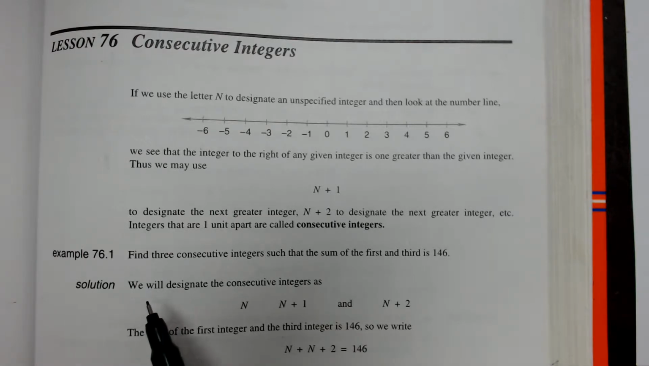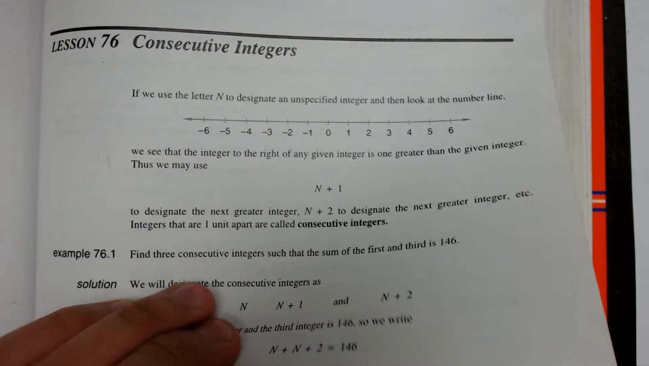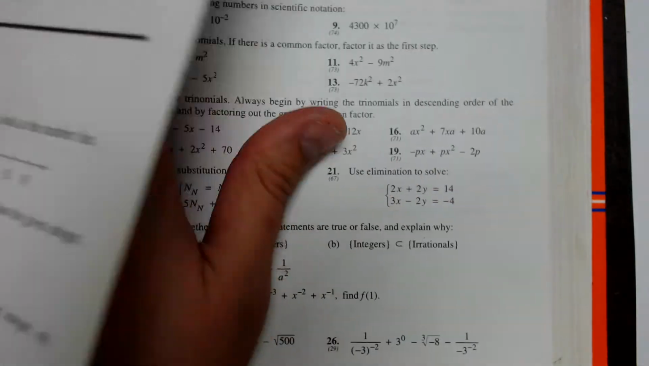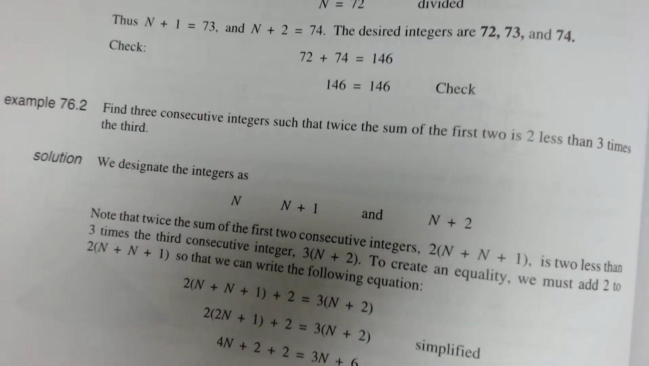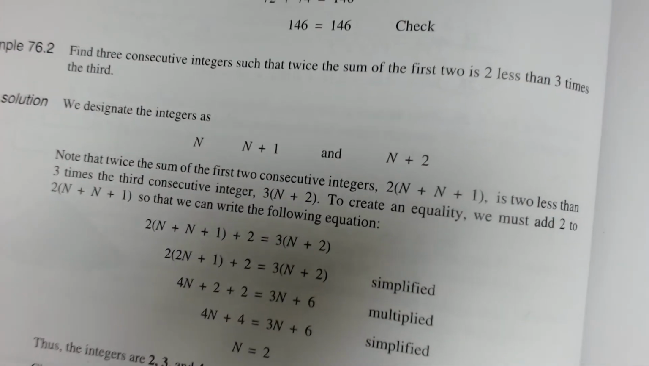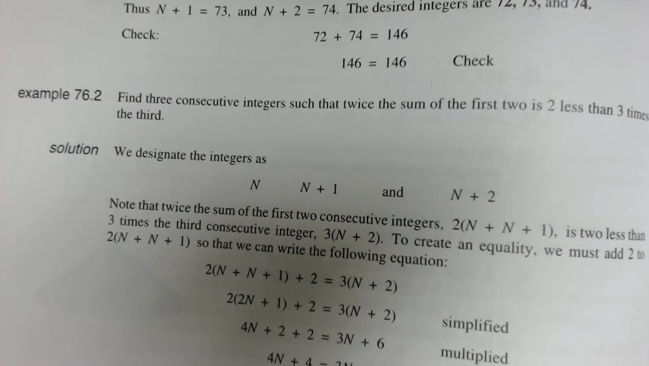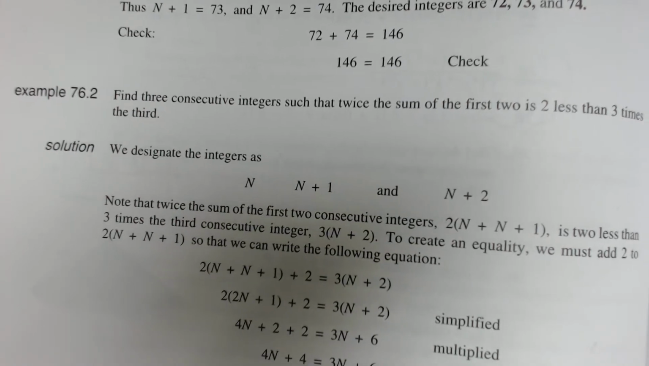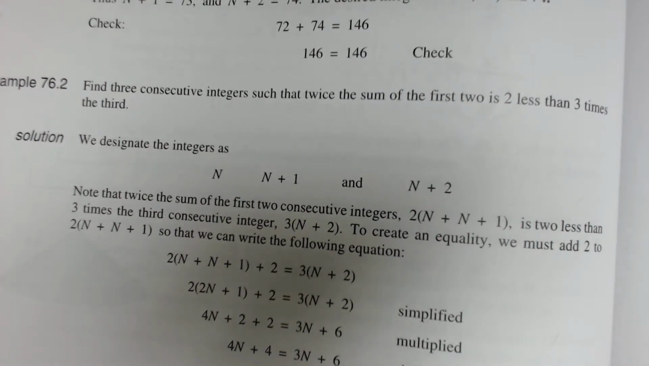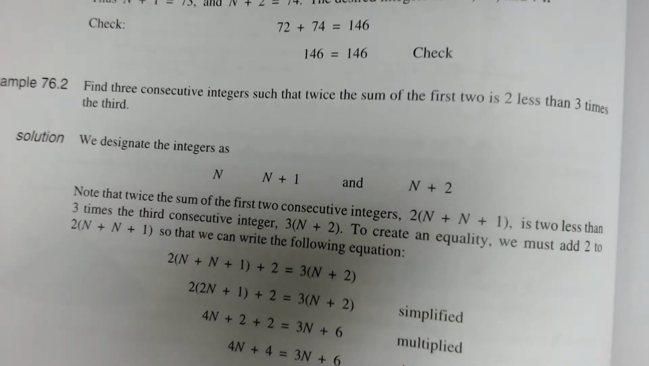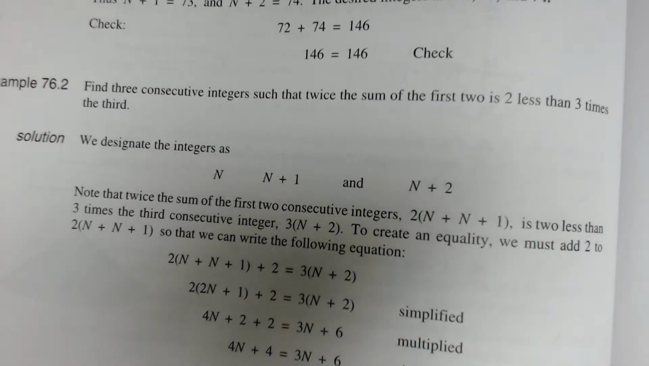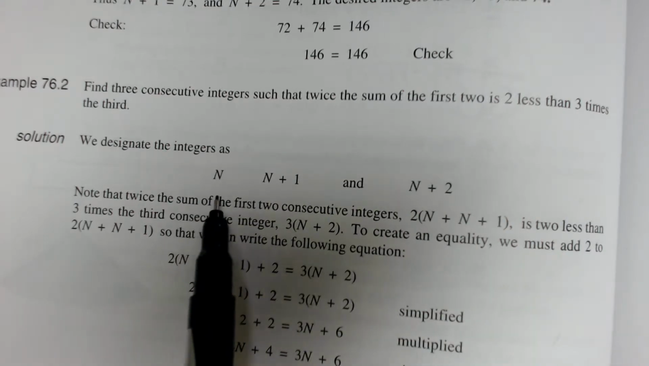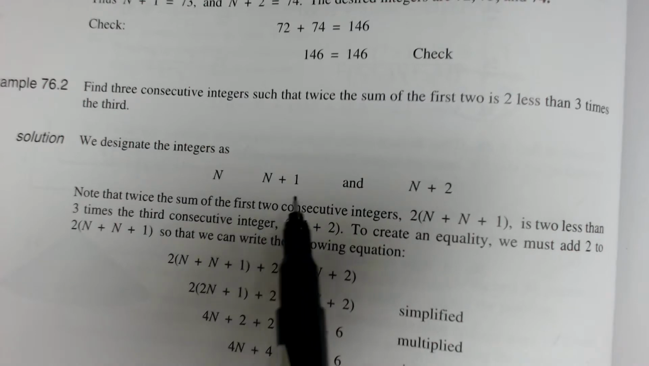For example, let's go to a tougher one. Let's do 76.2. They tell us to find 3 consecutive integers such that twice the sum of the first 2 is 2 less than 3 times the third. Now, I need to turn this sentence into an equation. The problem is, how do I write the first integer, the second integer, the third integer? Well, they use these designations right here, n, n plus 1, n plus 2.